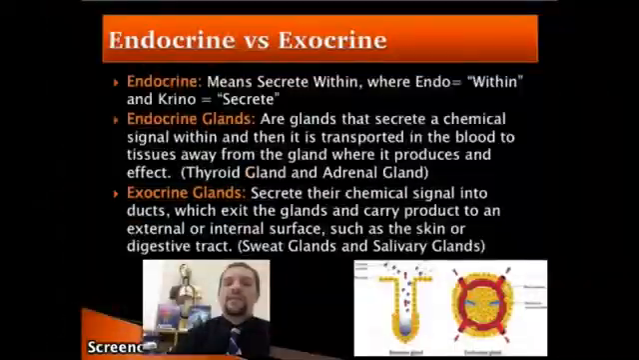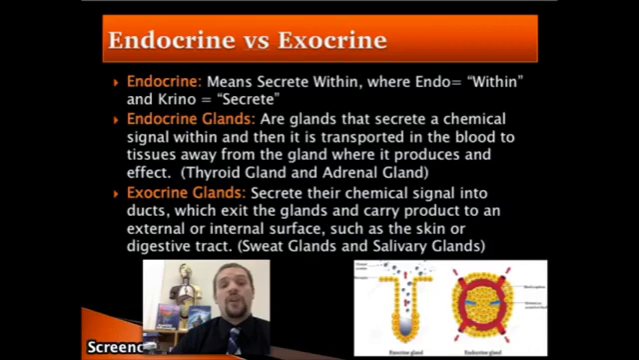So when you study the endocrine system, 2 terms that I want you to be aware of and truly know and understand how they work and operate include exocrine versus endocrine. Endocrine basically means that it can secrete within, whereas exocrine means it's going to be secreted and it's going to be moving out away from. And so if we take a look here, endocrine glands are going to secrete a chemical signal within, and then it's going to be transported into the blood, and then it's going to travel away from that gland to other tissues. And then it's going to have its effect on those other tissues that it's going to come in contact with. And so that might be an example like your thyroid gland or an adrenal gland.